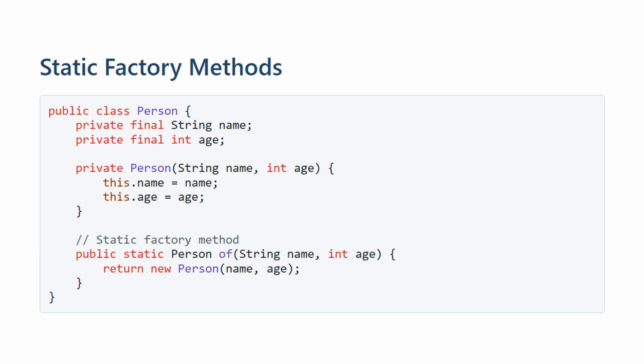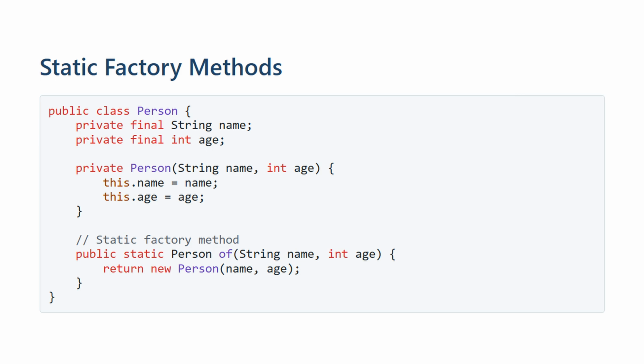Now that we've covered the fundamentals and modern Java features, let's look at object creation patterns. These patterns give you more control and flexibility than plain constructors. A static factory method is a method that returns an instance of a class. Instead of calling new directly, you call a named method. This improves readability and allows you to manage object creation internally.